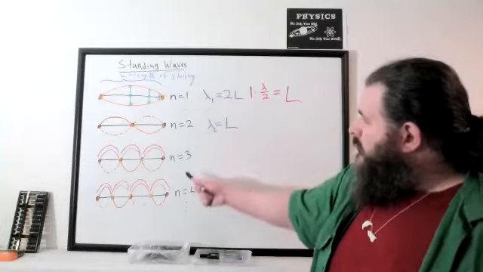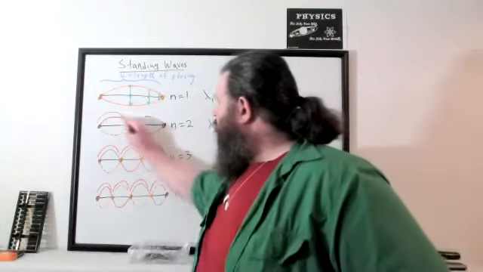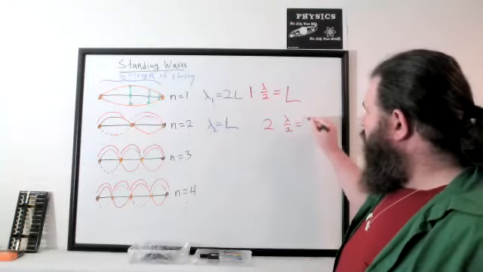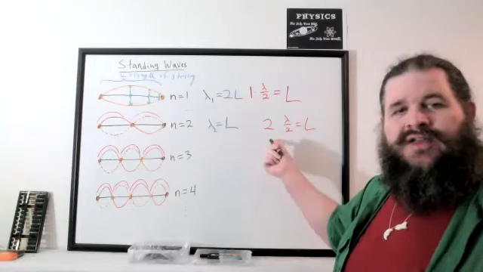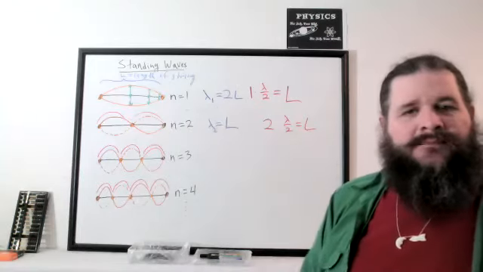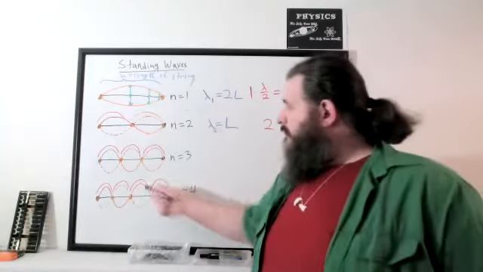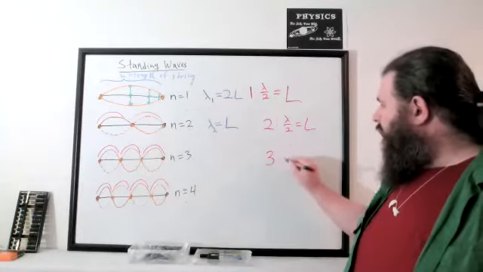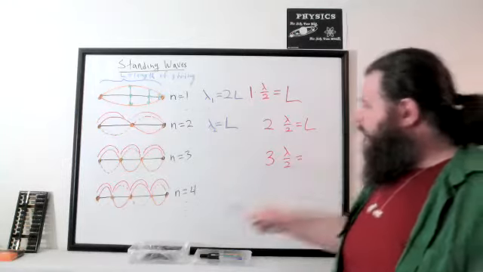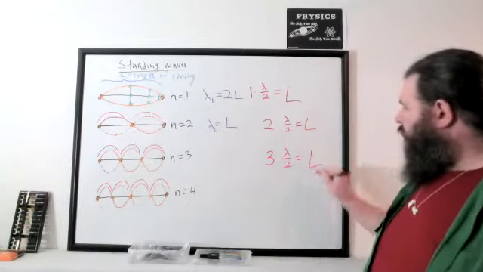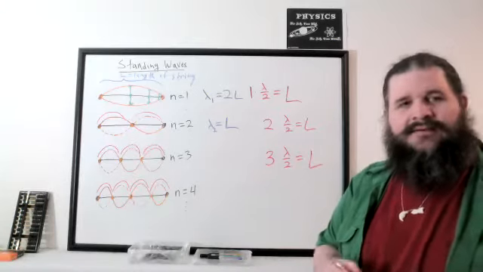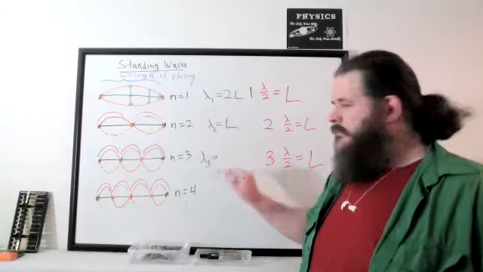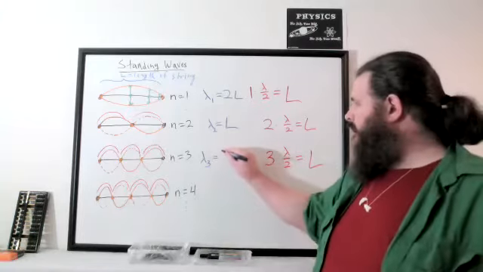For lambda 2, we could use the same idea. This is 2 copies of a half wavelength. So we could say 2 half wavelengths equals the length of the string. And then the 2's just cancel out, so we get lambda equals the length of the string. For the third harmonic, we've got 3 copies of the half wavelength. We can write that as an equation also. 3 copies of the half wavelength is the full length of the string. Solve that for lambda n, what do you get? Yeah, 2/3 L, or 2L over 3.